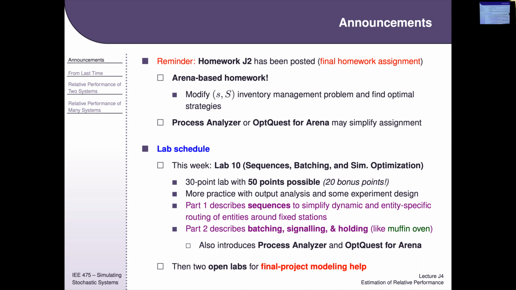The only other lab that's left is lab 10. This is a little bit of a special lab in that it's a 30-point lab, but 50 points are possible. So it's almost like it's got another whole lab added onto it, an extra credit. The first part of the lab describes how to use these things called sequences, which are really cool things that help simplify routing in Arena. And the second part describes batching, signaling, and holding. Both of these could be very useful when you're building complex models in Arena, which is why I wanted to make sure you saw them. So if you want to do both of them, you can, and you can potentially score up to 50 points. Again, there's a drop 2 lab policy as well.